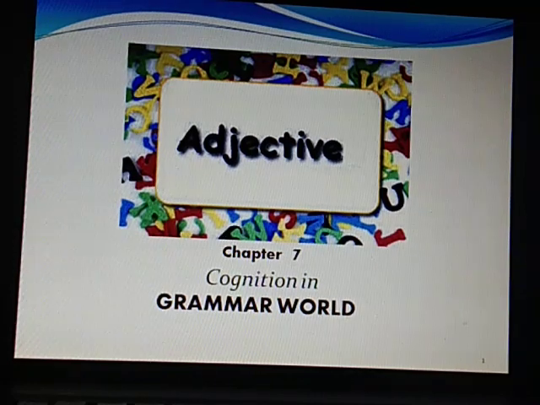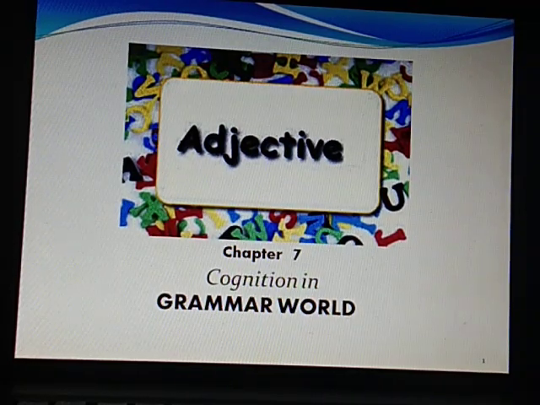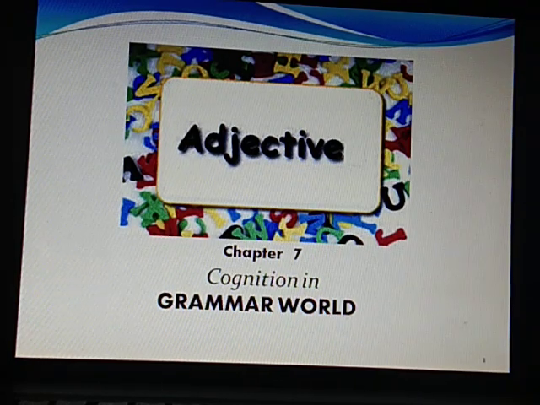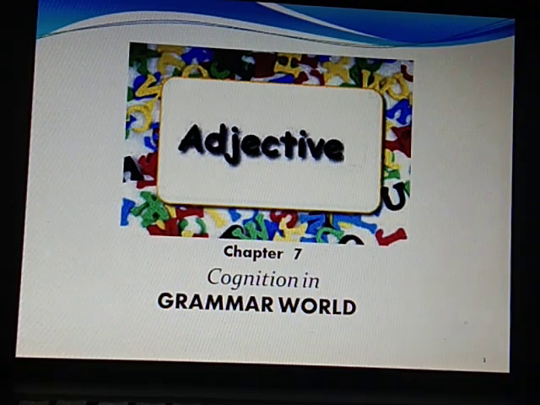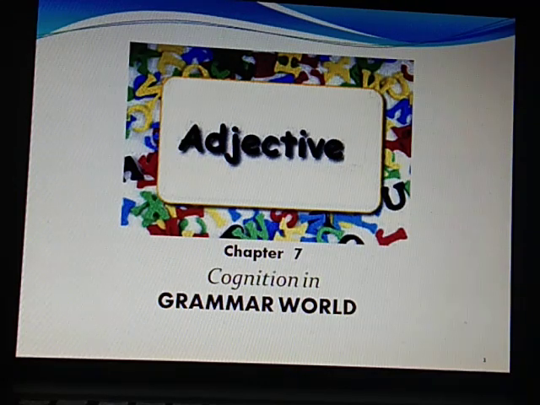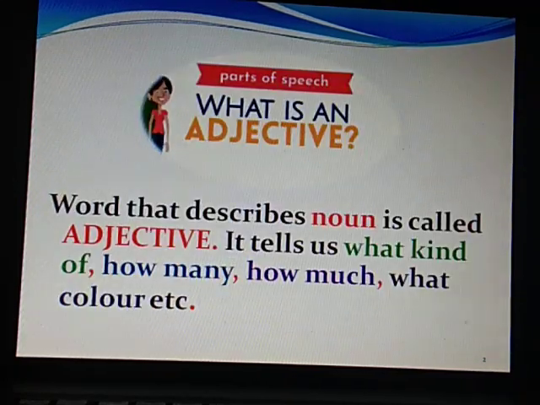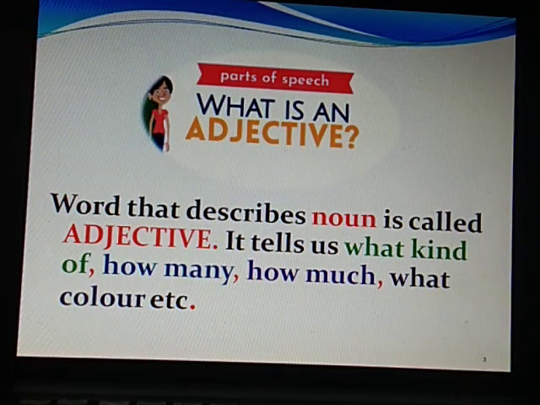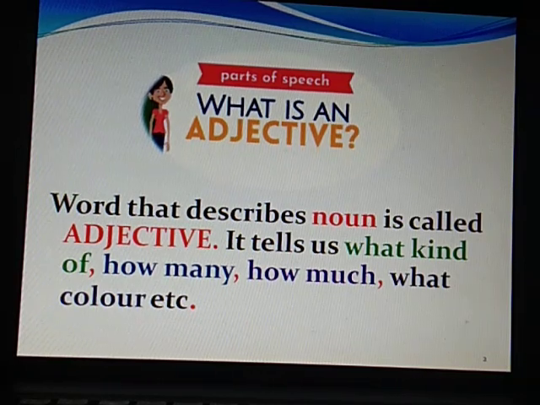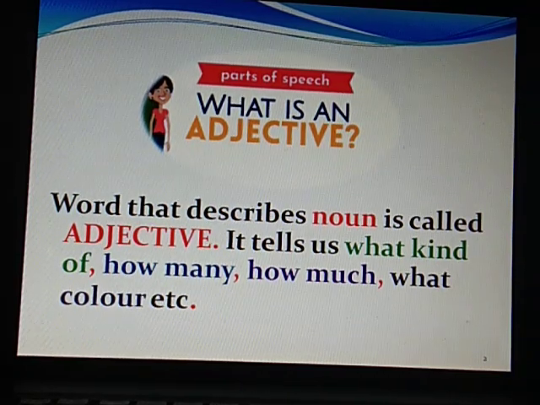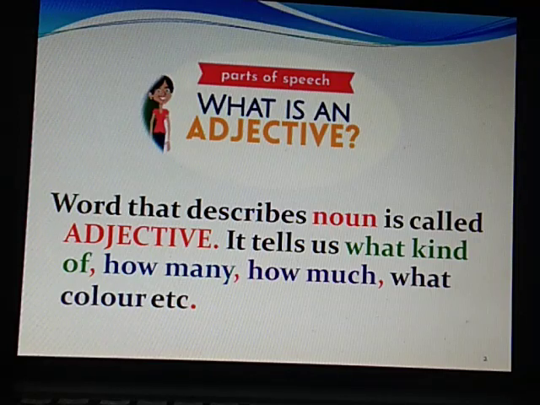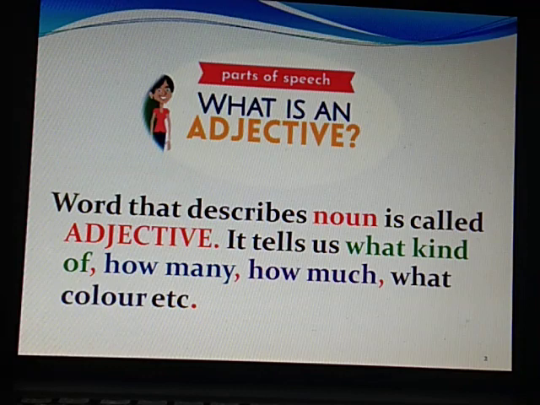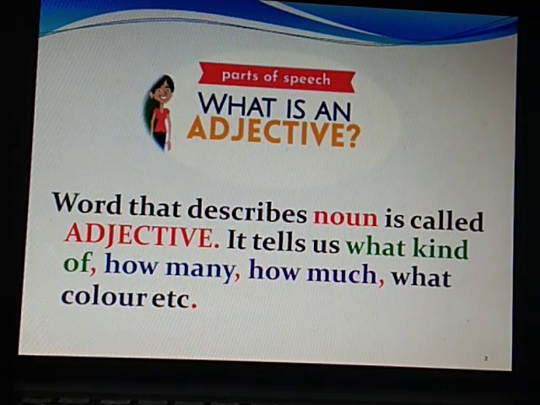Okay, today we will do something from grammar, and the new chapter which we are going to start today is adjective. So in parts of speech we have already come across adjective. So let us see according to the definition. What is an adjective? The word that describes a noun, that means the word which tells something more about a noun, is called an adjective. It tells us what kind of, how many, how much, what color, etc. about a noun, then it is called an adjective.